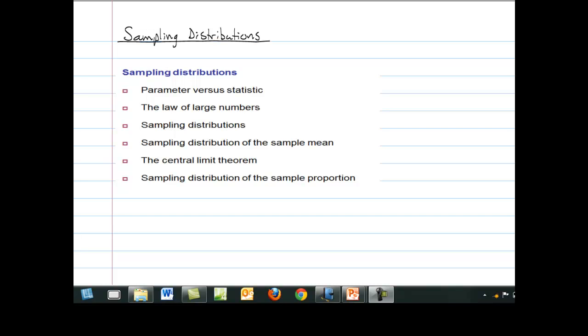In this chapter we're going to be looking at sampling distributions. Now this will be still a review of some of the things that we've looked at with the normal distribution, and we'll still be using the normal table, so make sure you have your calculator and your normal tables out to work through some of these examples.